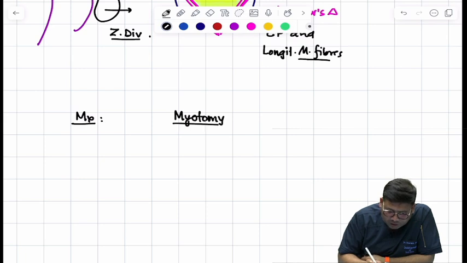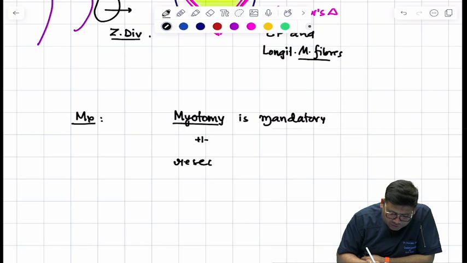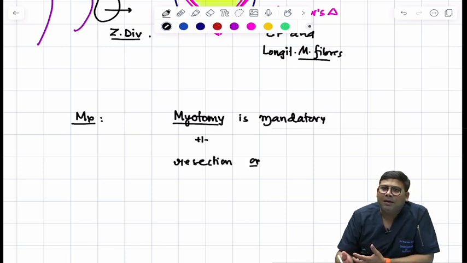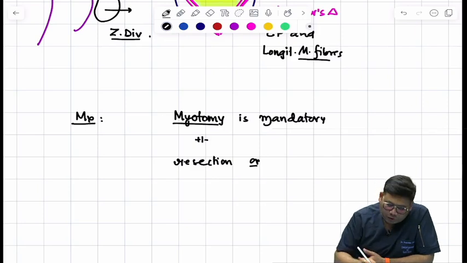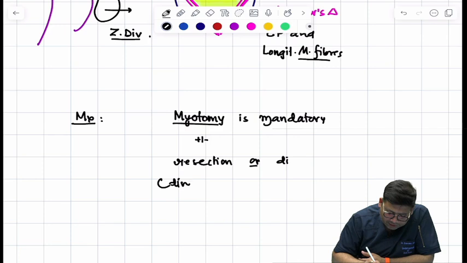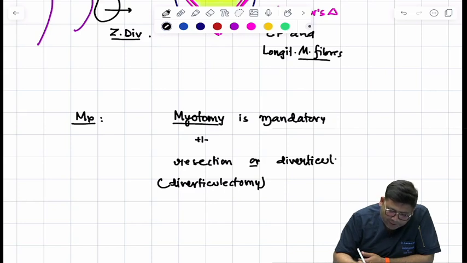So myotomy is mandatory, and along with that plus minus you can go for resection or you can go for plasty. So this is known as diverticulopexy basically. So either you can go for resection, that is diverticulectomy, or you can go for diverticulopexy. बच्चे ये दो चीज़ें different हैं, समझना.